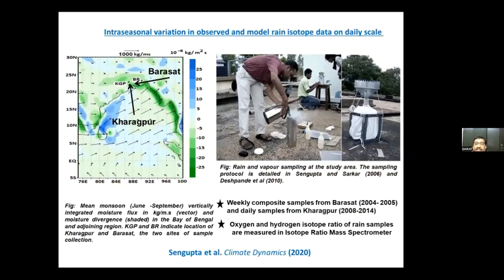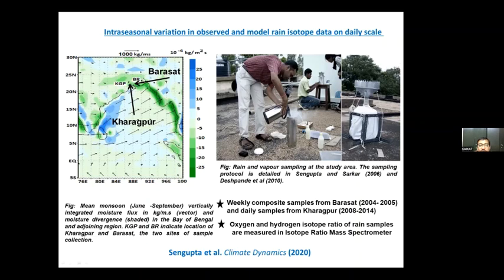The first case study which I am discussing is on the daily scale: intraseasonal variation in observed and model rain isotope data on daily scale. Here we collected rain isotope samples for the last 10 years, a period of 2004 to 2014. We collected samples from some locations in eastern India. These are the two locations from where we are collecting.